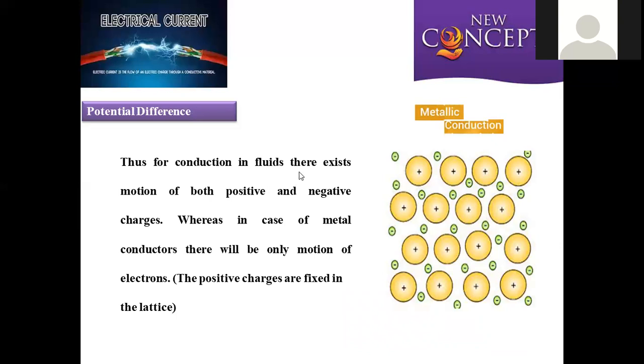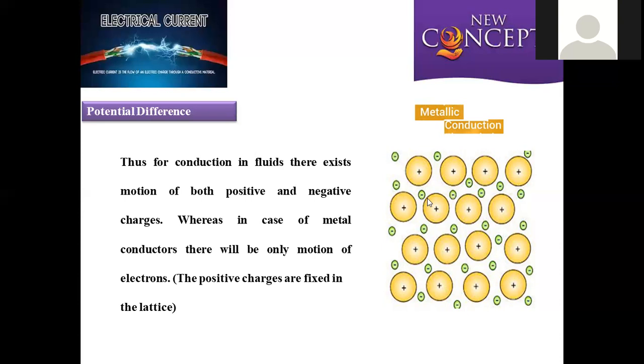Thus, for a conductor in fluids, there exists a motion of both positive and negative charges. When we take an electrolytic conductor, that means an ionic conductor, that means salt added to water, positive and negative ions have a tendency to move in opposite directions. Whereas in the case of a metallic conductor, the only possibility is the motion of electrons, but not the remaining ions. Metal ions will not participate in such a migration.